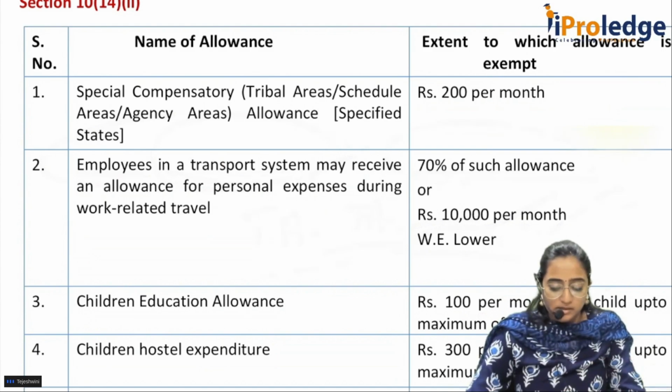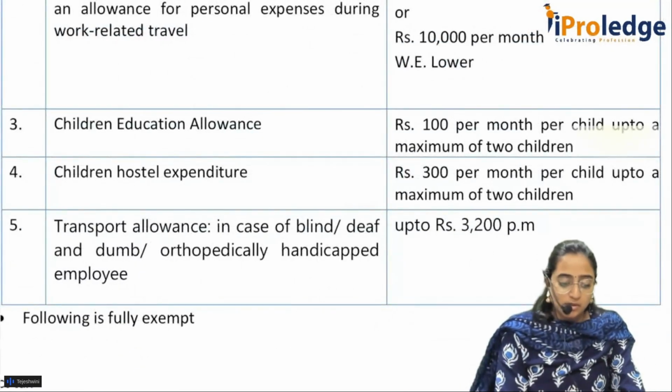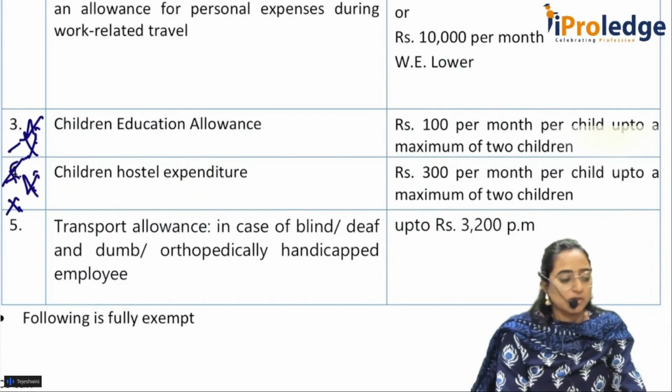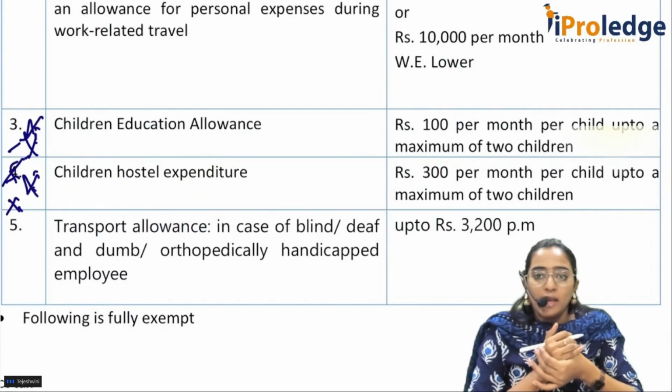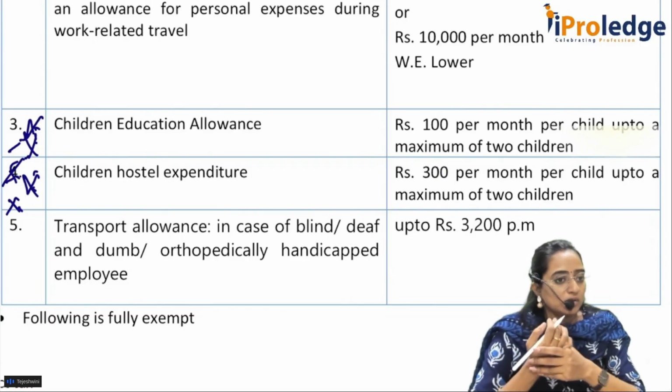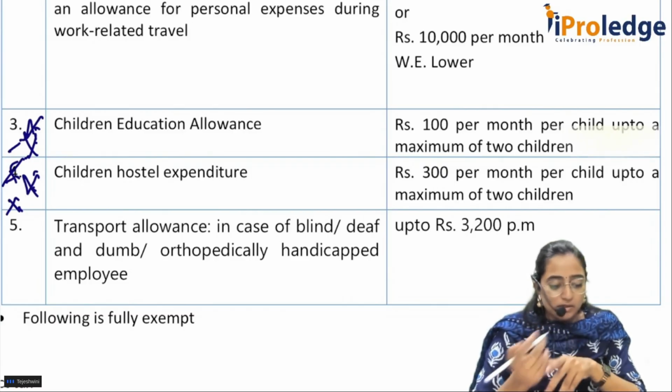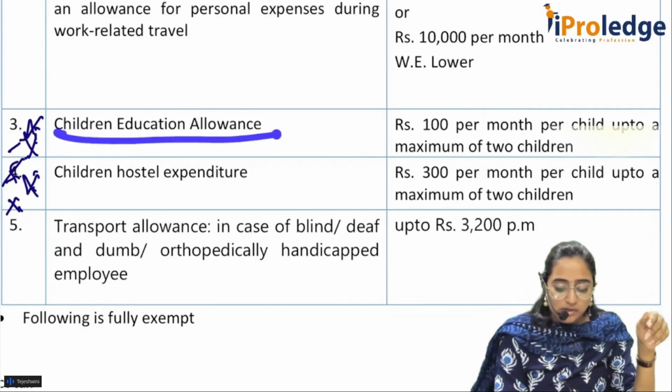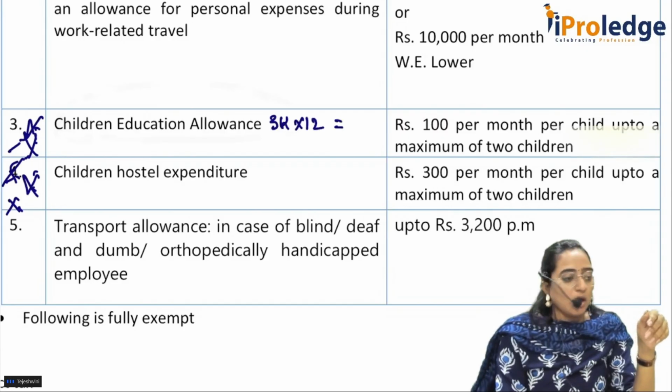Now, next. This is going to be absolutely important: children education allowance, children hostel expenditure. Children education allowance, first of all, you might have received 3,000 rupees. You might have received 3,000 rupees per month. How much is it going to be?